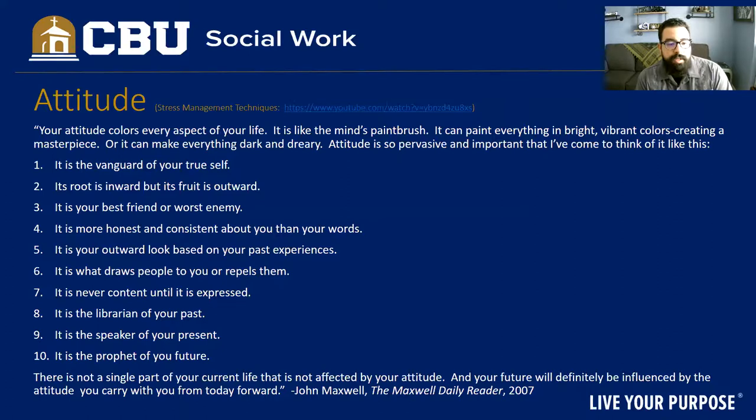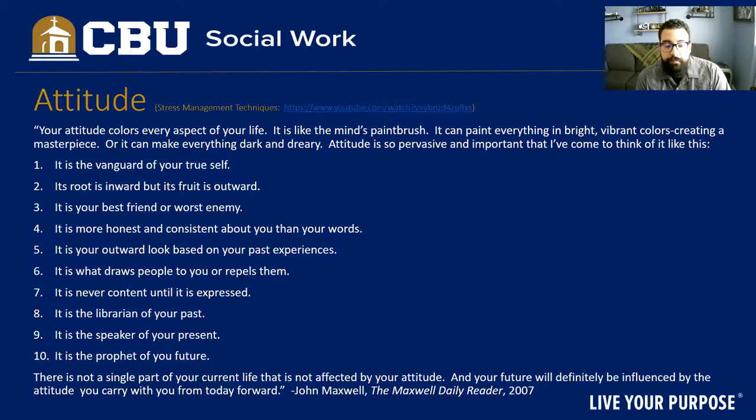Its root is inward, but its fruit is outward. It is your best friend or your worst enemy. It is more honest and consistent about you than your words. It is your outward look based on your past experiences. It is what draws people to you or repels them. It is never content until it is expressed.